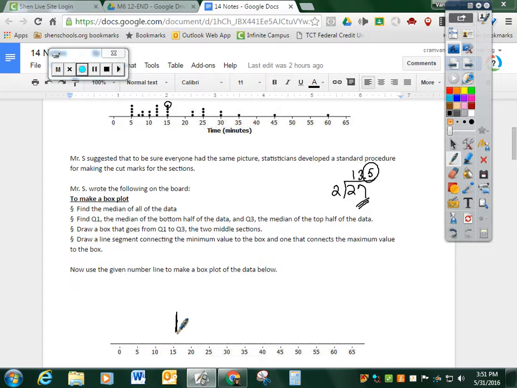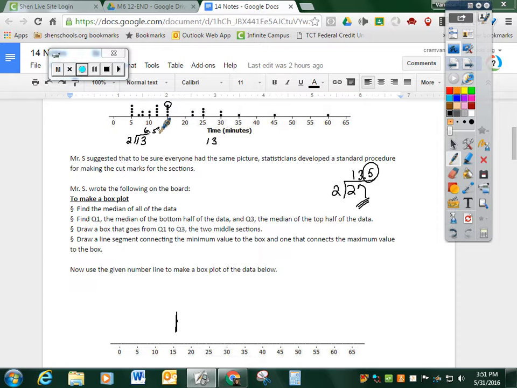That indicates your median. Next it says find Q1, the median of the bottom half of the data, and Q3, the median of the top half of the data. Okay, so I know that there's 13 numbers on this side, which is the bottom 50% of the data, and 13 numbers on this side, which is the top 50% of the data. When I take 13 and divide it by 2, it's 6 and a half, which means the lower quartile, or Q1, is going to have 6 numbers on both sides of it.